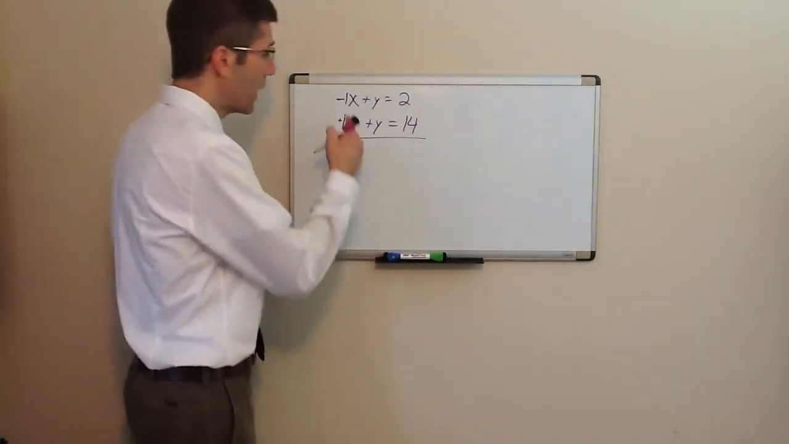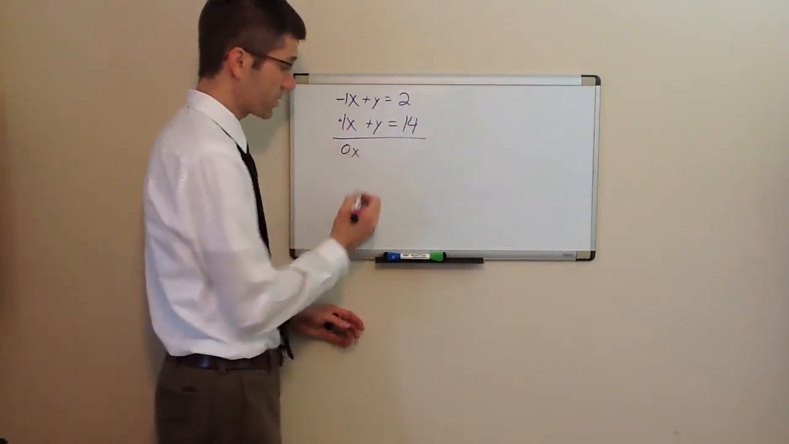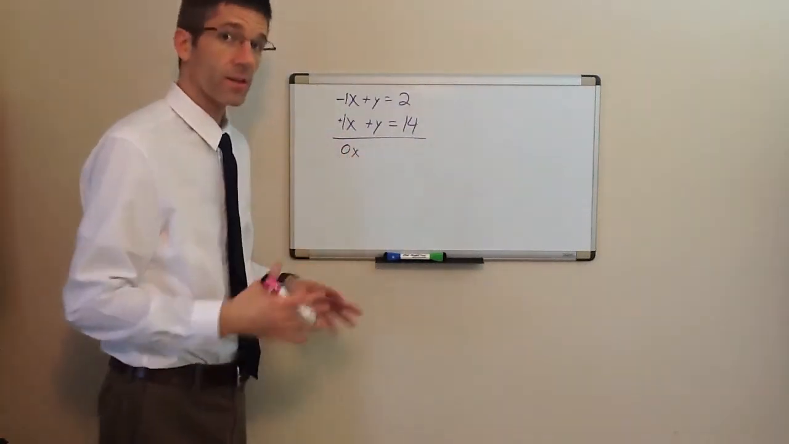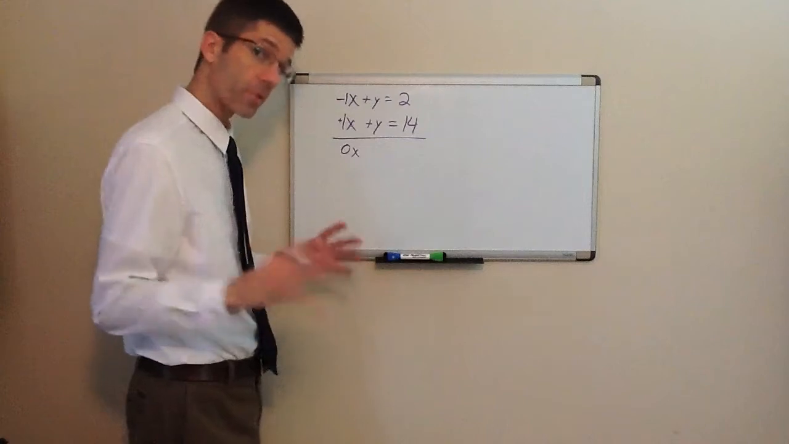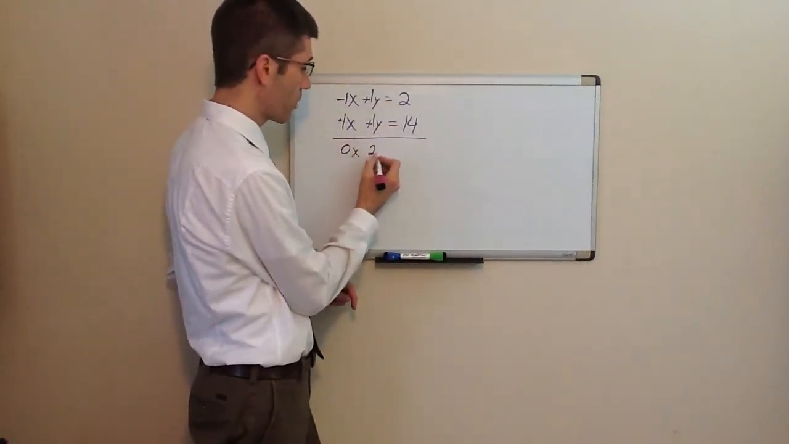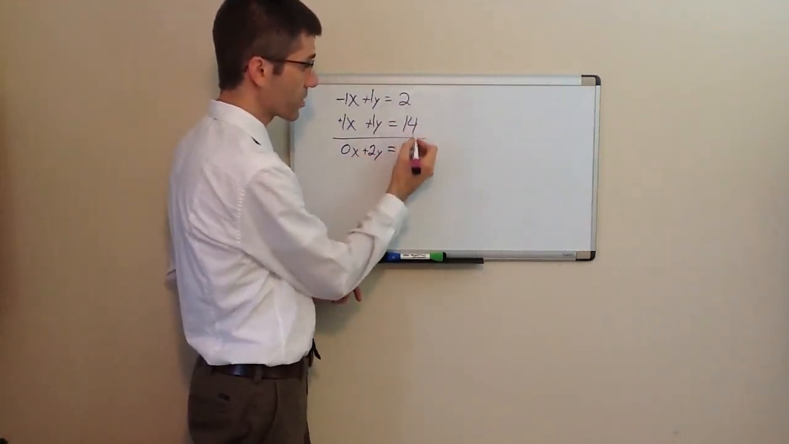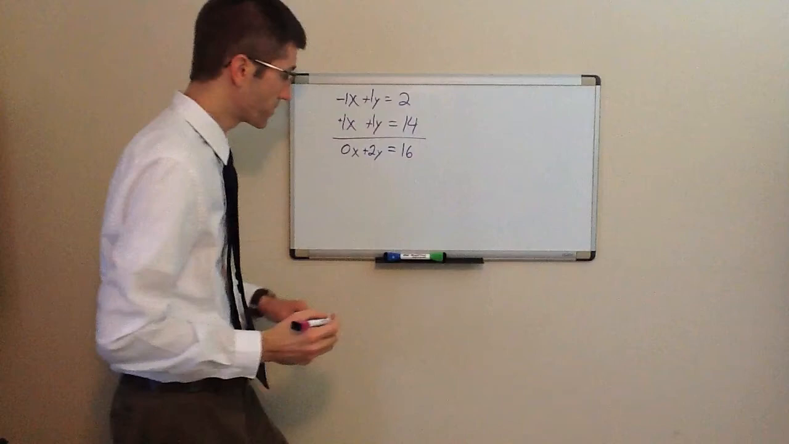So let's do this one. Negative 1x plus 1x is, well, 0 x's. I don't have to write it because I have 0 of them. I'm going to erase that in a second. 1y and 1y makes 2y's, and that is positive. And that is equal to 2 plus 14, which is 16.